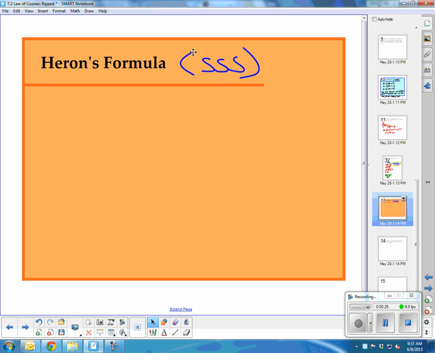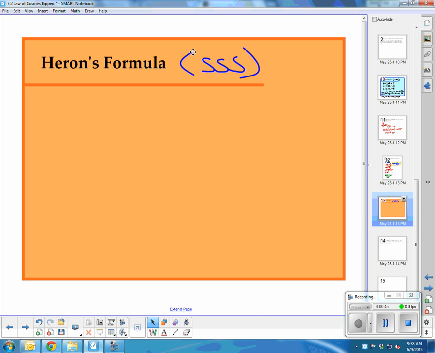And the reason I have the law of cosines title on it is because this formula is built upon the area formula that involved the sine function, which was built off of the law of cosines. So it's just kind of two steps away from the law of cosines.